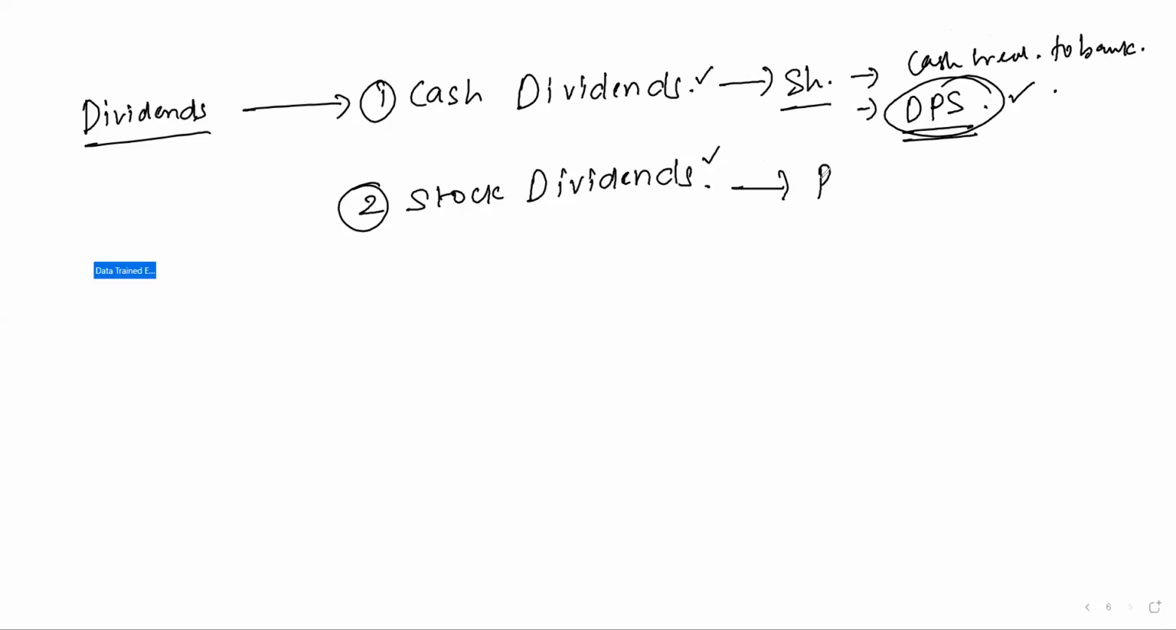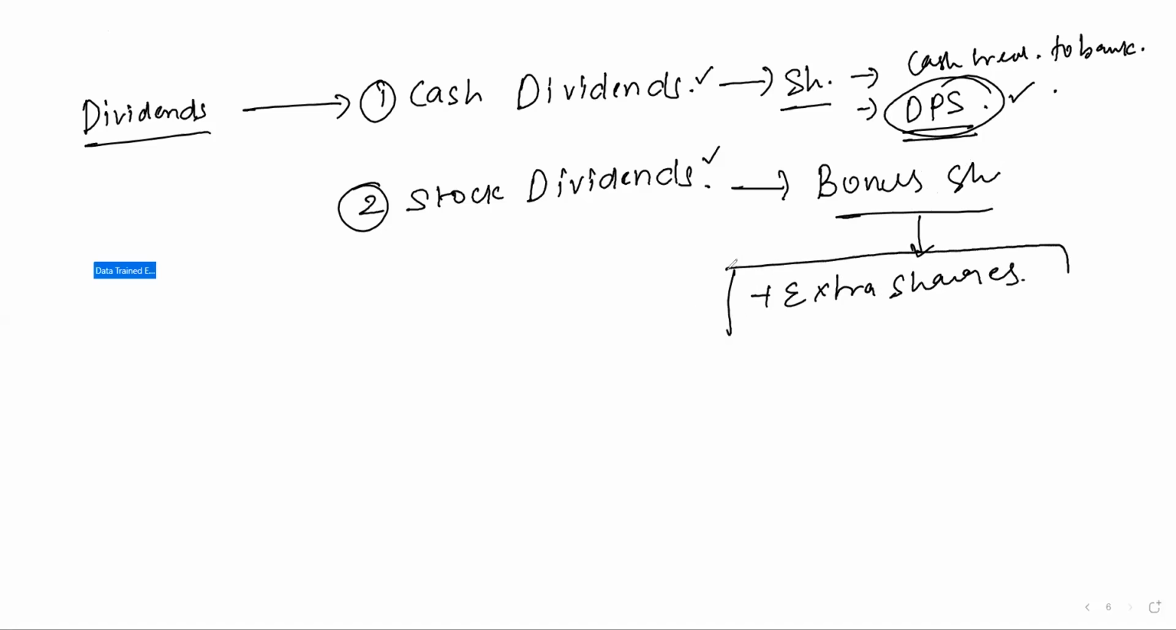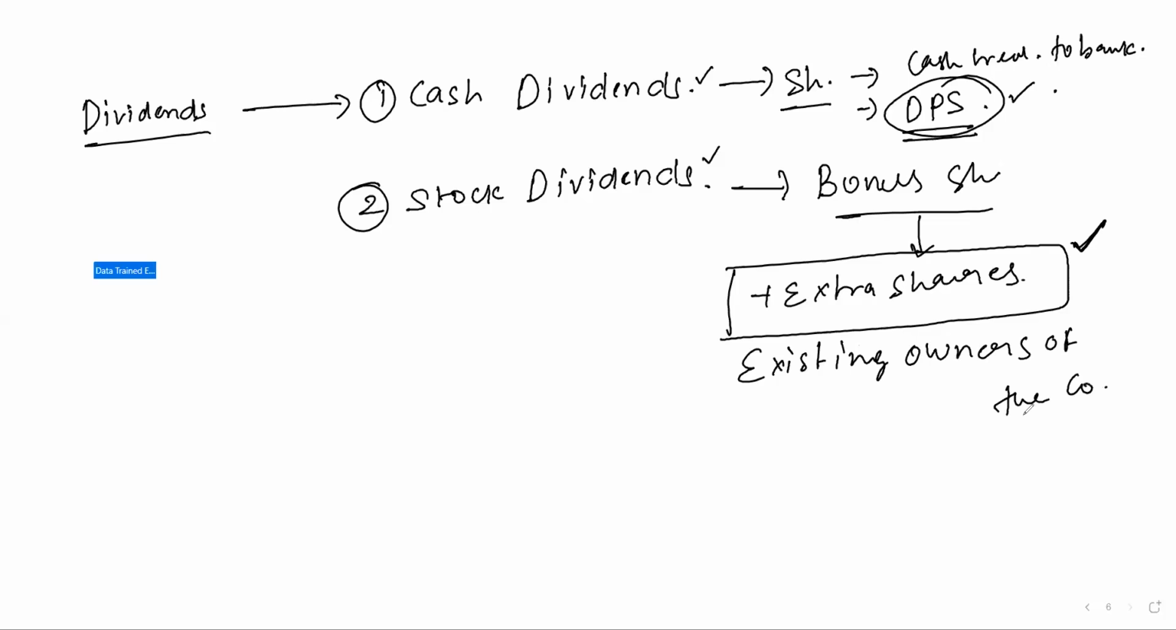Stock dividends, also called bonus shares, are entitled to existing shareholders of the company, where the company gives extra shares. The company issues new shares and distributes those extra shares to the existing owners of the company.